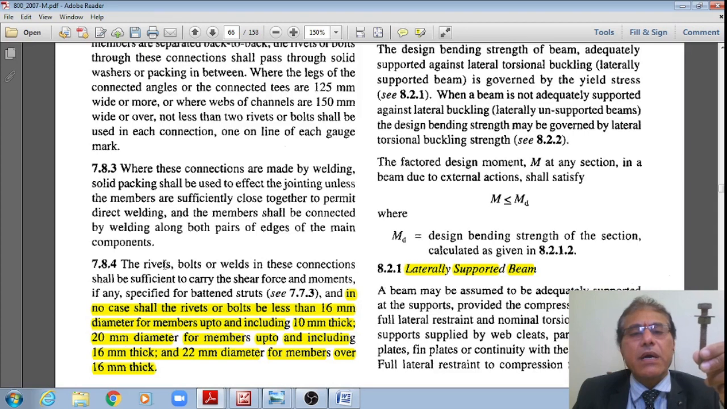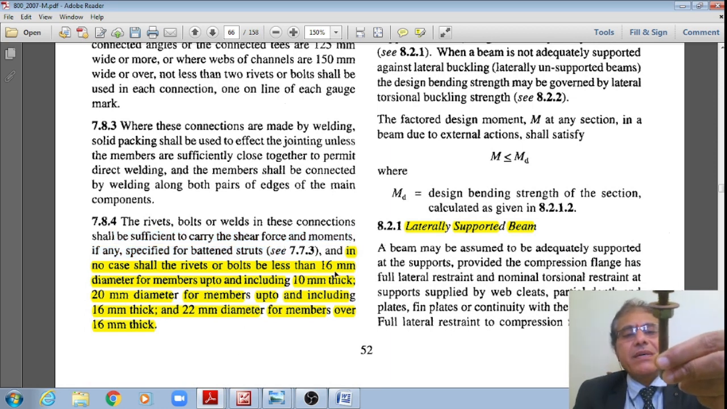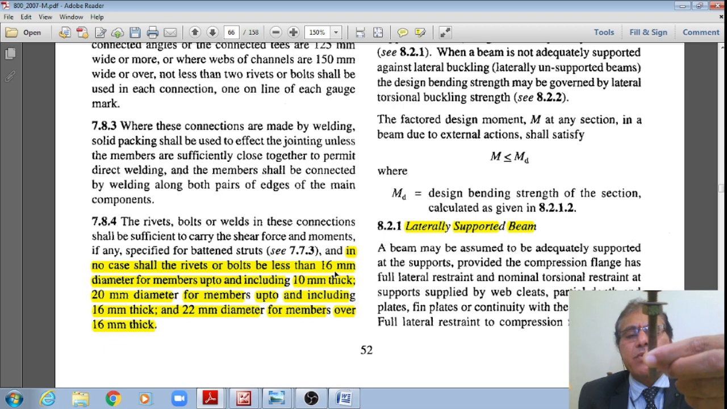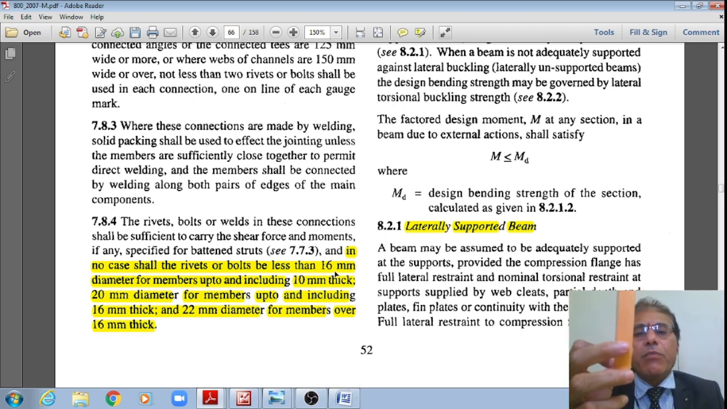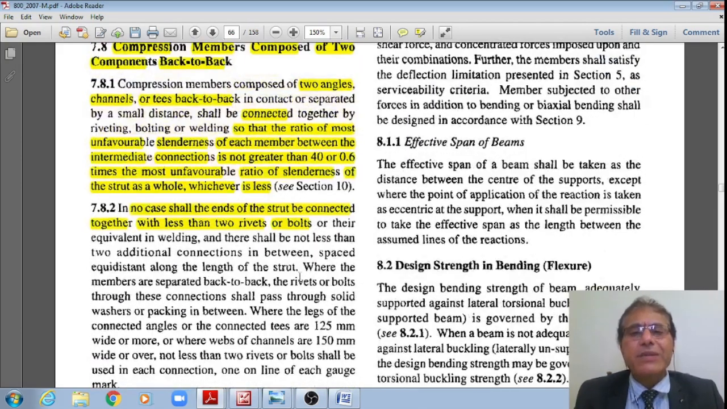The rivets, bolts, and welds in these connections shall be sufficient to carry the shear force and moments, if any, specified for the batten struts. However, in no case shall the rivets or bolts be less than 16 mm diameter for members up to and including 10 mm thick. If the thickness is 10 mm, then the diameter should be 16 mm. If the thickness is more than 10 mm but less than 16 mm, the diameter should be 20 mm, right? And if the thickness is greater than 16 mm, then the diameter of the bolt or rivet should be more than 22 mm. Please make a note. This we'll see during the designs, right?